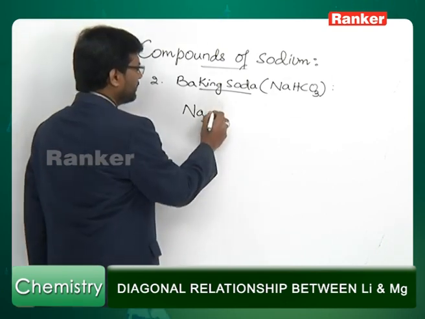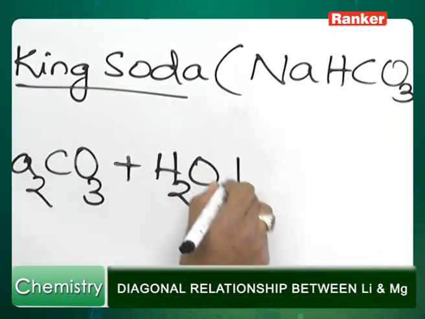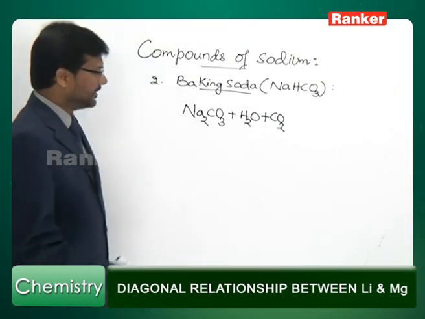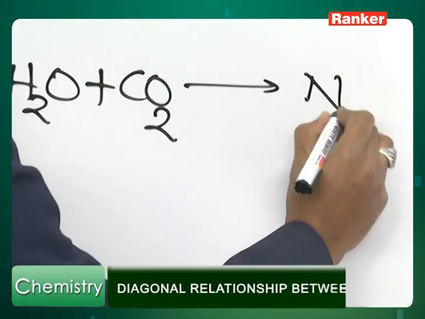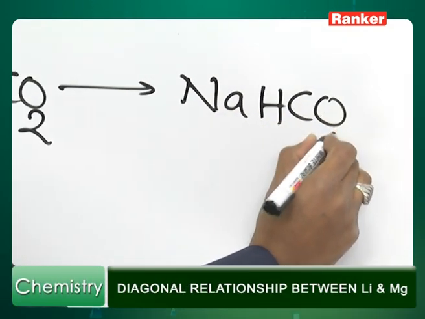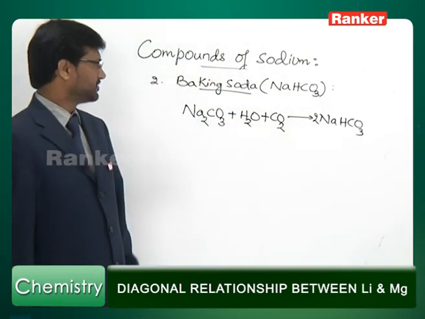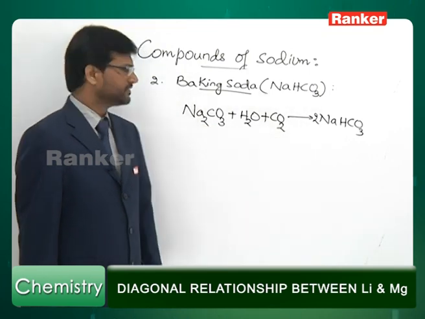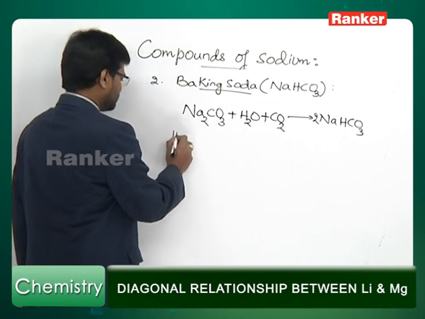Otherwise, you can prepare it from sodium carbonate also. It's just a matter of dissolving it in water and bubbling carbon dioxide. If you bubble carbon dioxide in a solution of sodium carbonate, it becomes sodium bicarbonate. This is how the reaction takes place. Bubbling carbon dioxide in a solution of carbonate gives bicarbonate. Let's learn about uses of baking soda.